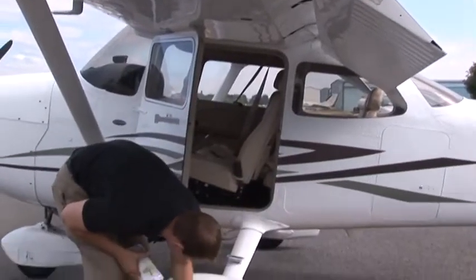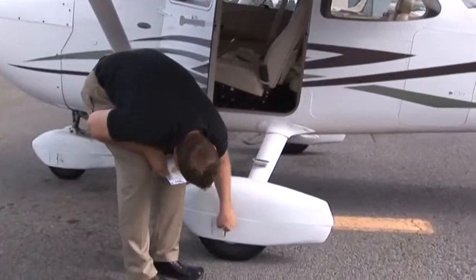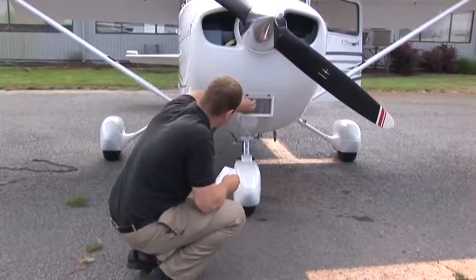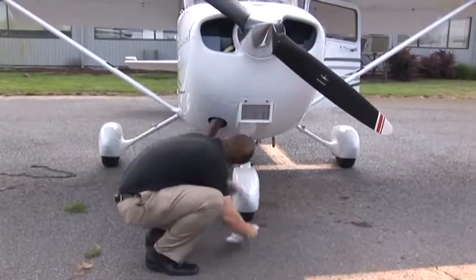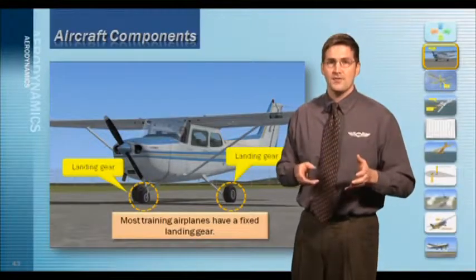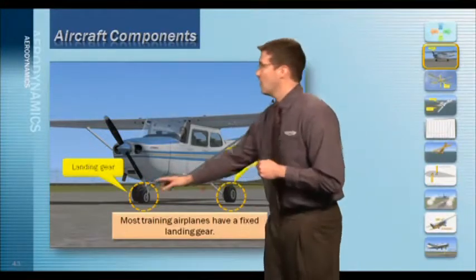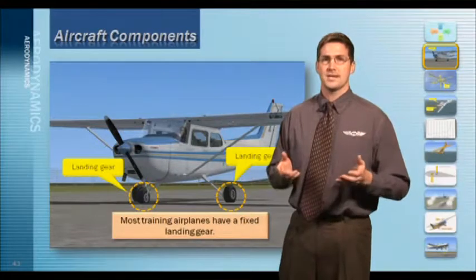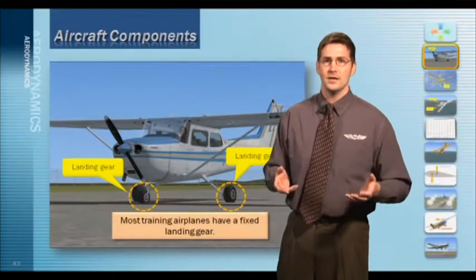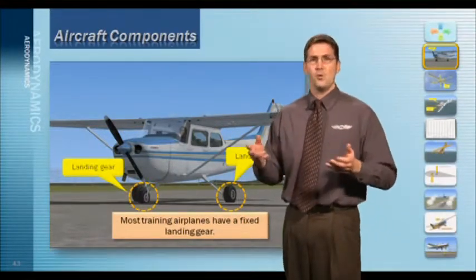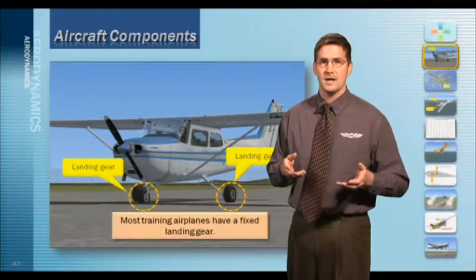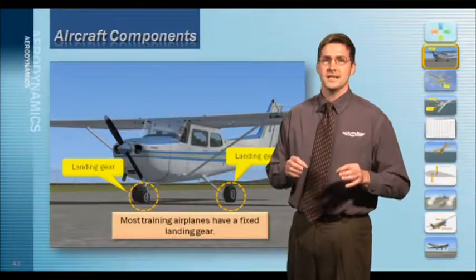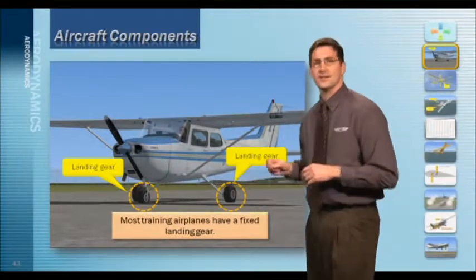Now, let's continue on with the landing gear. Most training airplanes have a fixed landing gear. Other airplanes have a retractable landing gear. And some aircraft have a nose wheel, and those aircraft are referred to as a tricycle-geared airplane. When an aircraft has a rear-mounted wheel, it's called a tail wheel, and is often referred to as a tailwheel airplane or a tail dragger or sometimes a conventional geared airplane. Your flight instructor will give you all the details on how to care for your landing gear.